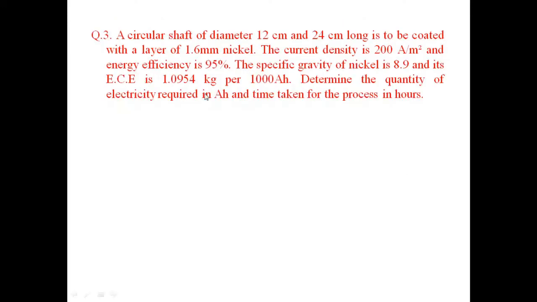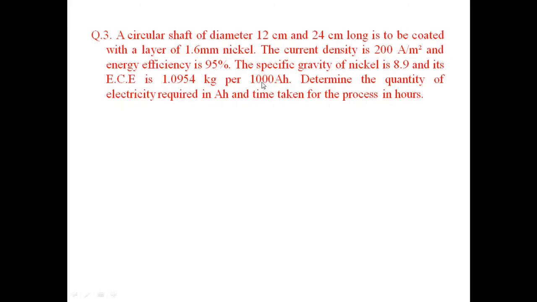So question number 3 is relevant to the circular shaft. We have discussed the rectangular type of slab. Now let's see about the circular shaft. A circular shaft of diameter 12 centimeter and 24 centimeter long is to be coated with a layer of 1.6 millimeter nickel. So we need to have a coating of 1.6 millimeter nickel on a shaft.